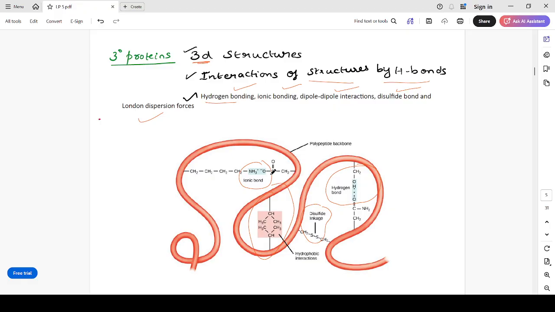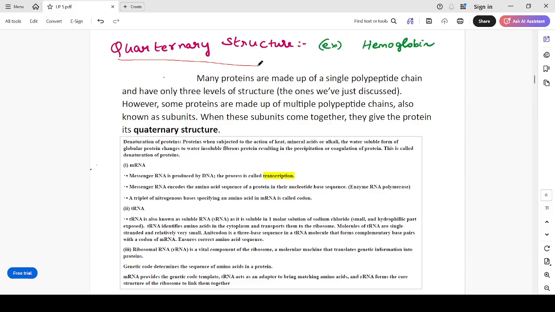Yes, ma'am. The last one, quaternary structure. An example is hemoglobin. So tertiary structure itself has given us a bright picture of what is happening. If I call them all together, that is called quaternary structure. Many proteins are made of a single polypeptide chain, which means the same series continues, and they have only three levels of structure. However, some proteins are made of multiple polypeptide chains with subunits, and these subunits come together to give the quaternary structure.